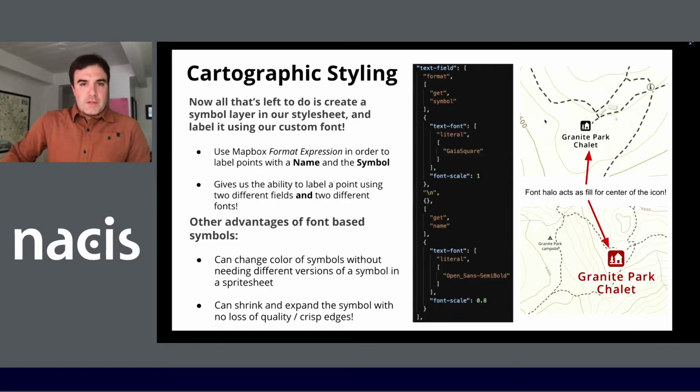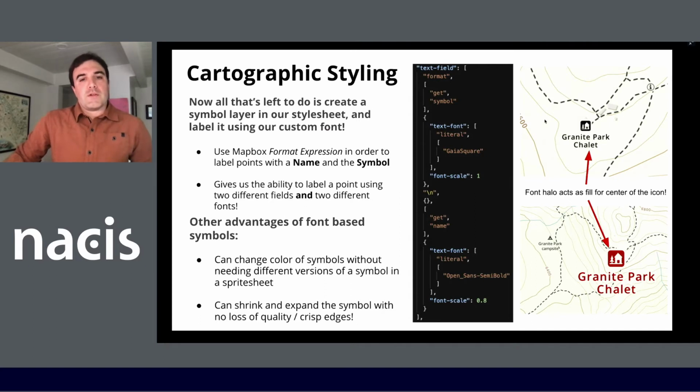Finally, we get to the fun part, the cartographic styling of our new points on the map. We simply create a symbol layer in our style sheet and label it using our new custom font, which exists in our glyph set. This project coincided perfectly timing-wise with the release of format expressions on the text field from Mapbox. This allows us to label a point with a name and a symbol by giving us the ability to label with 2 different fields and 2 different fonts within the same layer of the style sheet.